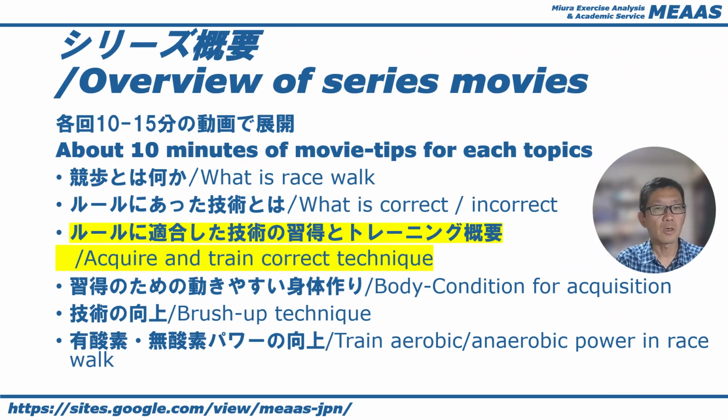Following the previous movies, I show you the overview of the series. This yellow highlighted part is the present topic, the acquisition and training for correct technique, basic training, first step training. Before that, I talked about what is race walking and what is correct or incorrect, and the mechanism of correct technique and incorrect technique.